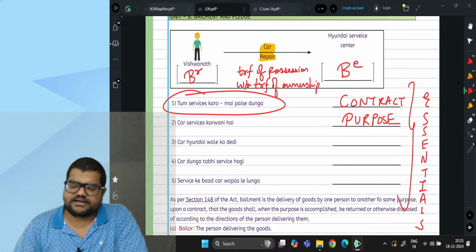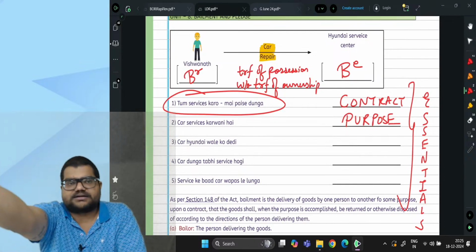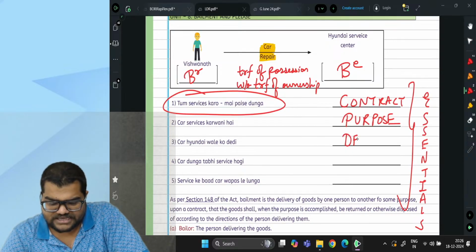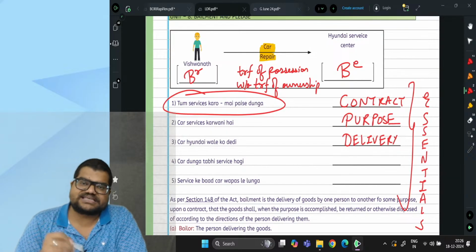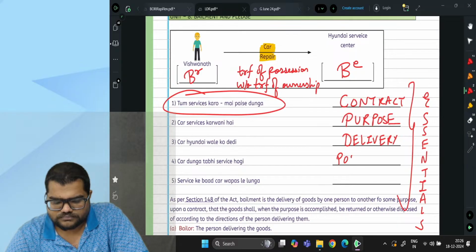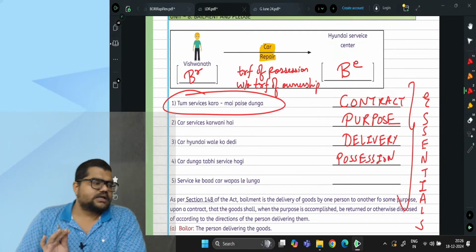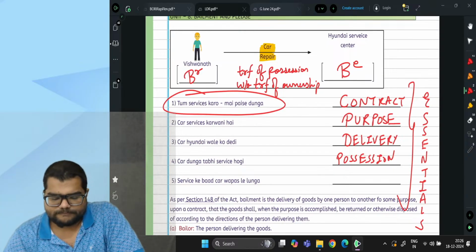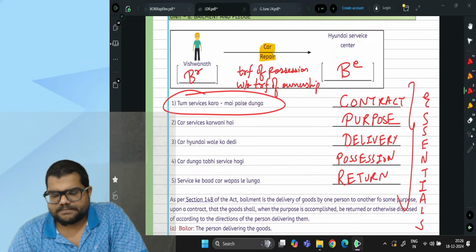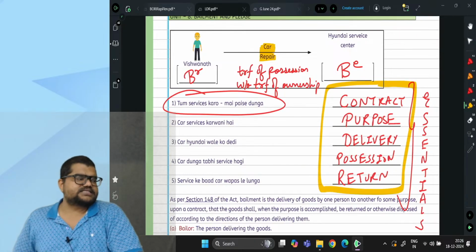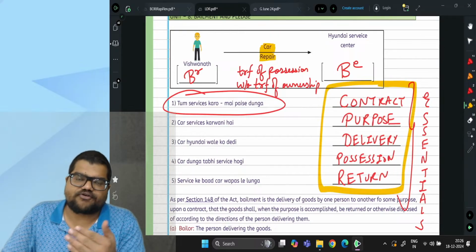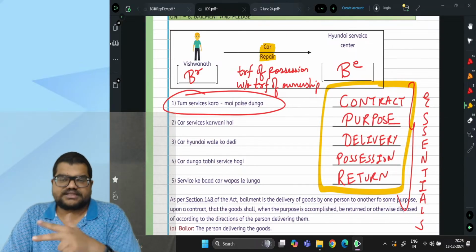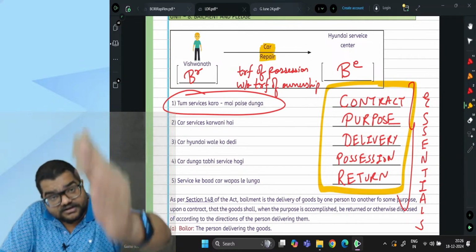Now, to get this car repaired, I need to hand over my car to the workshop, which basically means there has to be delivery, which would result in transfer of possession. It is so obvious, sir, that once the car gets repaired, they will return the car to me. Please tell me, are we clear with these 5 points? That's why in bailment, if they ask in the exams what the essentials of contract of bailment are, these are the 5 points that we'll write. There will be a contract, a purpose, delivery of the goods, a change in possession, and the goods that we gave will return back to us.